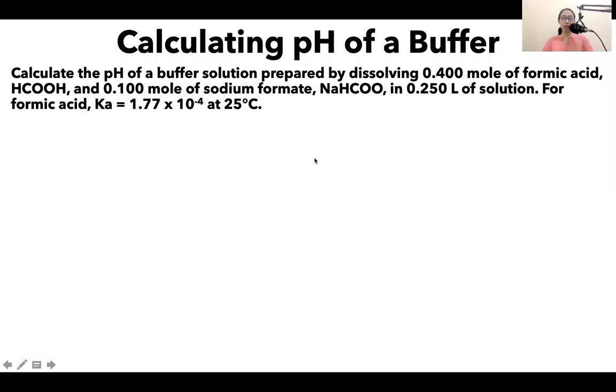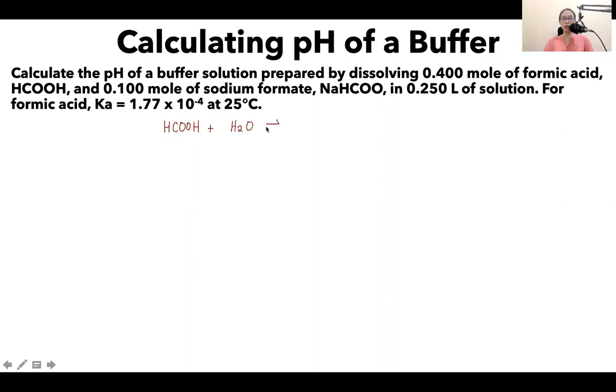So now, we've been using acetic acid a lot of times. Let's try a different system. So this time we have formic acid as our weak acid component, and we have sodium formate as the source of the conjugate base. So just as a recall, I will write the dissociation reaction of formic acid.